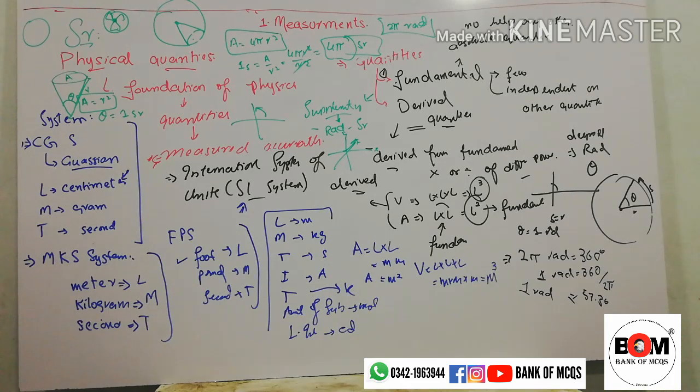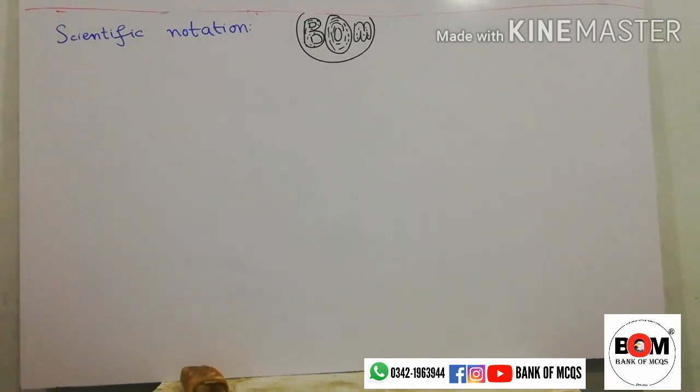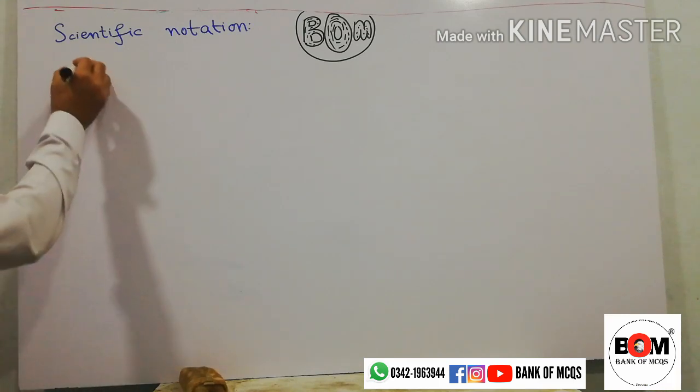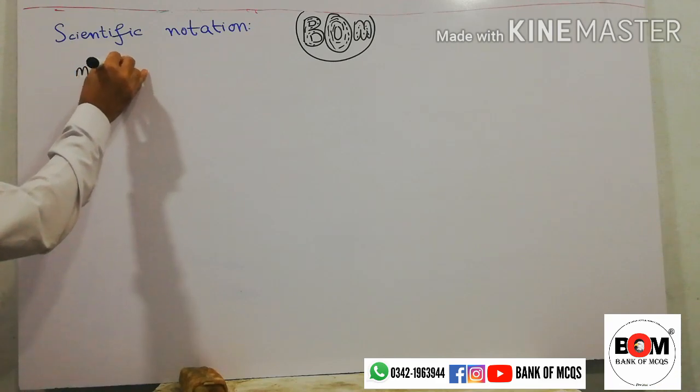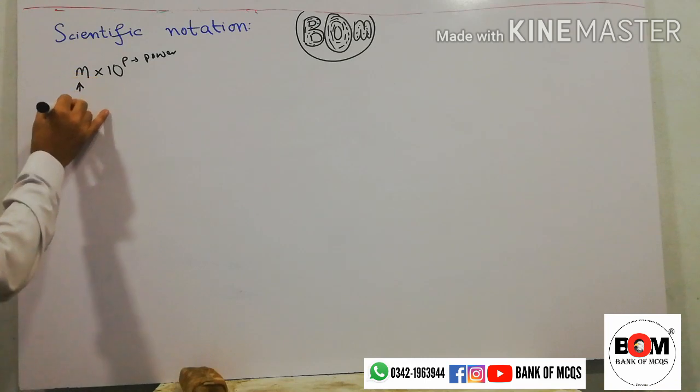So this was all about System International derived quantities. The next topic is scientific notation. Writing numbers in powers of 10 is the standard form, like m multiplied by 10 raised to the power p, where p is the power and m is the number.